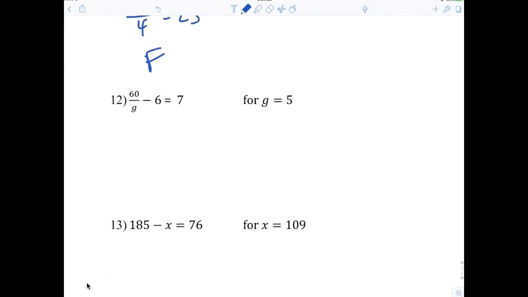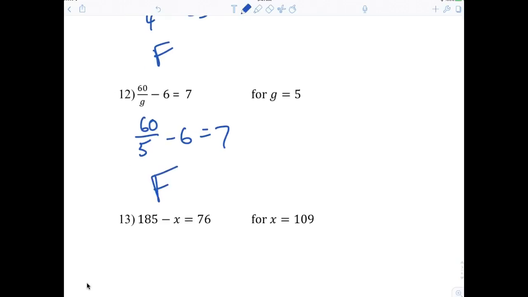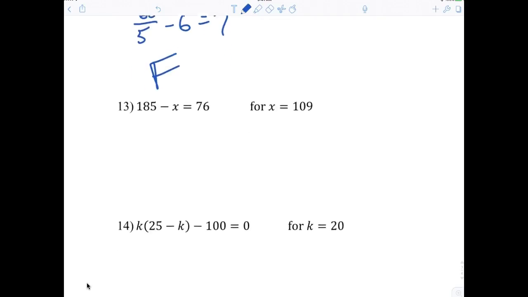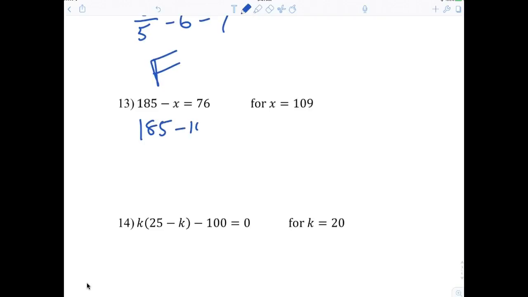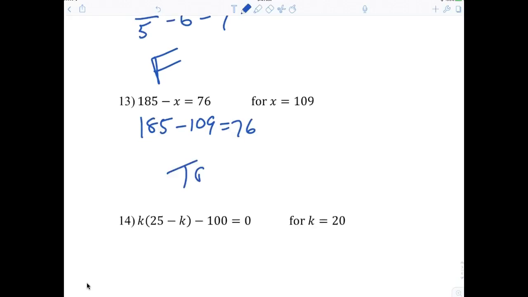Let's try 5. 60 divided by 5 minus 6 equals 7. What's 60 divided by 5? 12. What's 12 minus 6? 6. So this is false also. Now 185 minus 109, is that 76? Gavin, true or false? True. That is true. Very good.